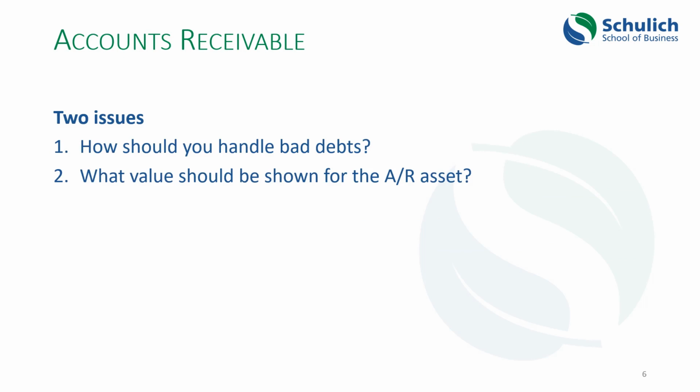If you've got an accounts receivable asset, you've got two issues that you need to think about because it's not always as simple as we just saw. The first issue is, how do you handle bad debts? That's when a customer doesn't get around to paying and you're worried that they're not going to pay, and you may eventually find out that you can't collect from them. The second issue is what value should be shown on the balance sheet for the accounts receivable asset.